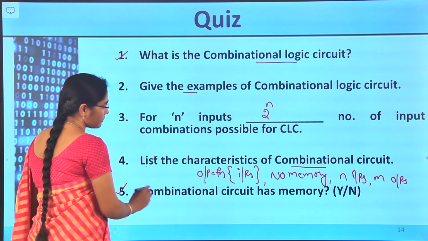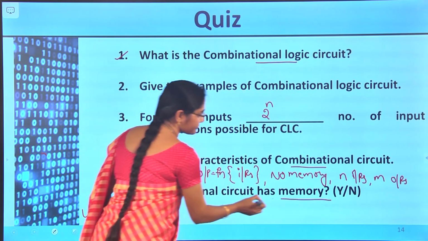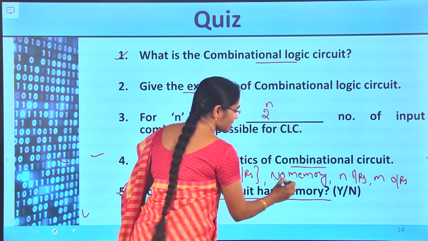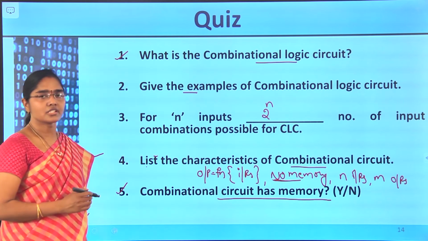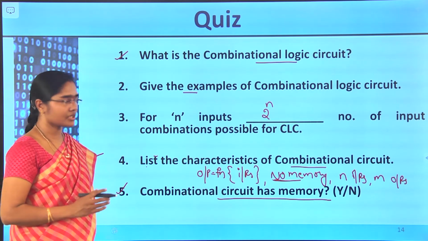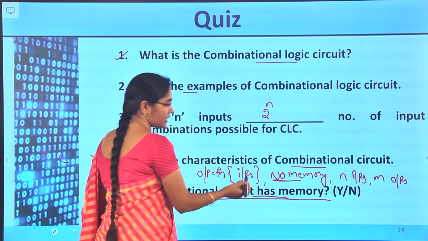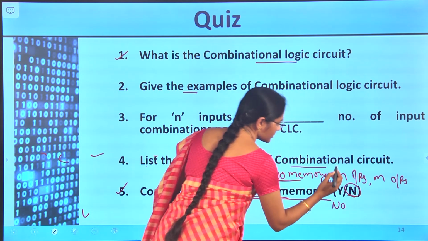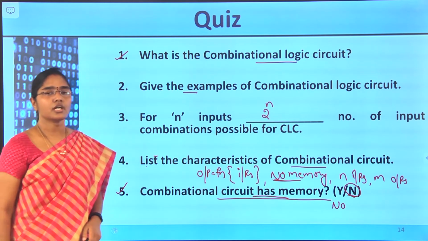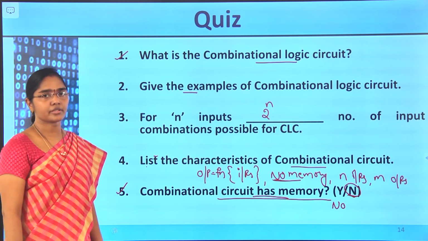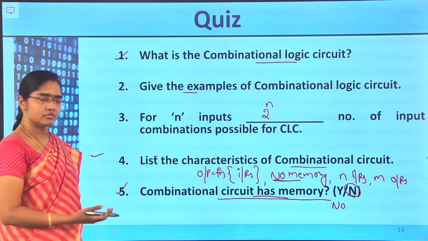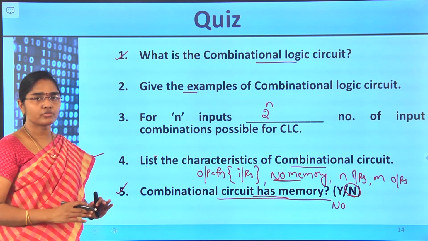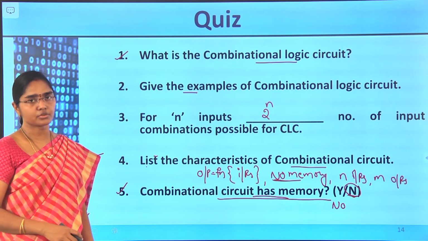Next, does a combinational circuit have a memory? Is it yes or no? Just now we have seen that a characteristic of the combinational logic circuit is having no memory. Therefore, the answer to whether the circuit has memory is no. Combinational logic circuits are not going to use any memory. So, based on this quiz, we have understood the concept of combinational logic circuits.